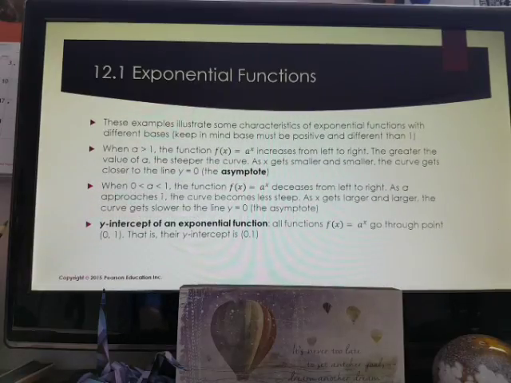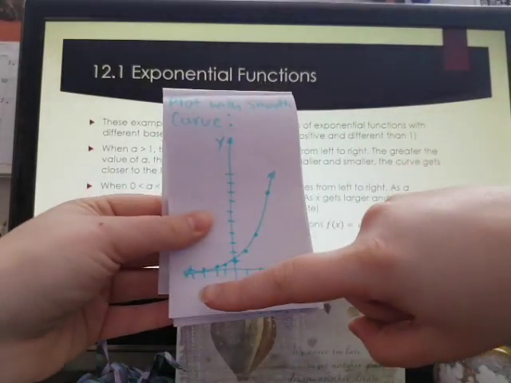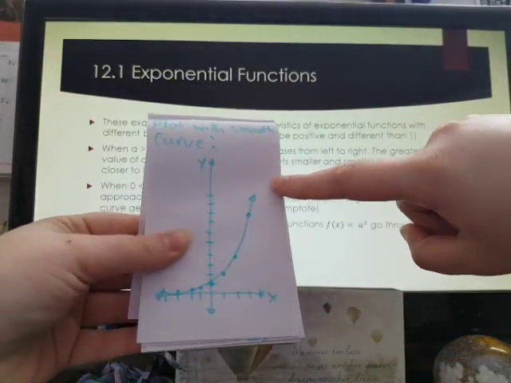And so basically these examples that we've seen so far do illustrate some characteristics of exponential functions with different bases. Again, keeping in mind that our base, so our a value, if we're saying f of x equals a to the x, must be positive and it must be different than 1. So we found by looking at these graphs that when a is greater than 1, such as in the example where it was 2 to the x just then, we see that the function increases from the left to the right. So we see it kind of starting small over on the left and increasing to the right.